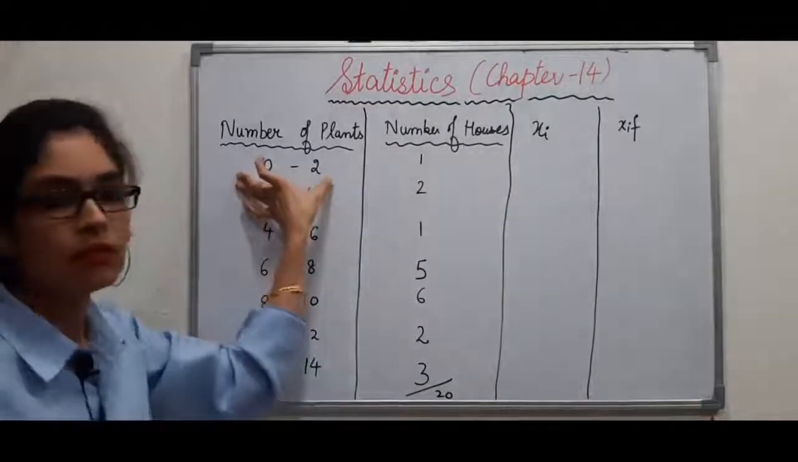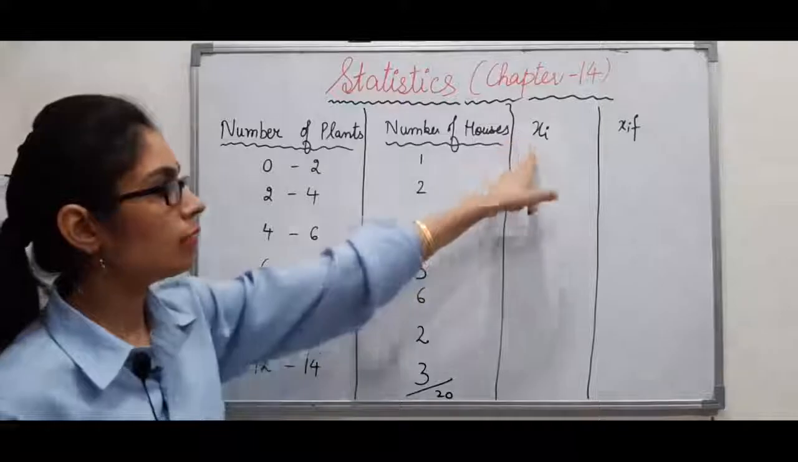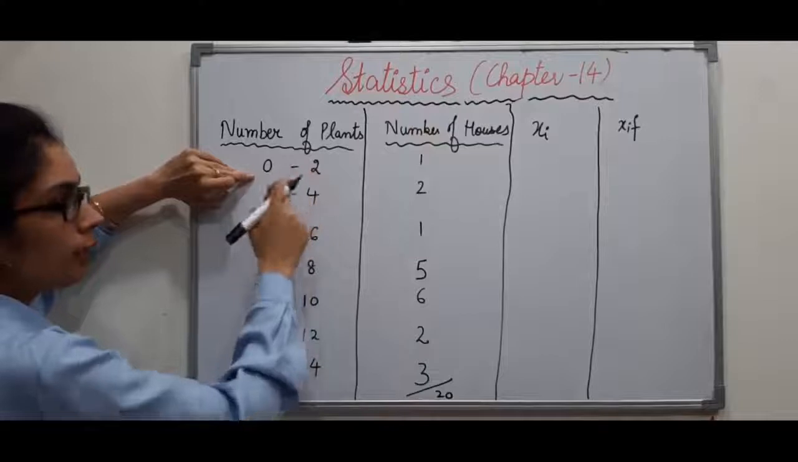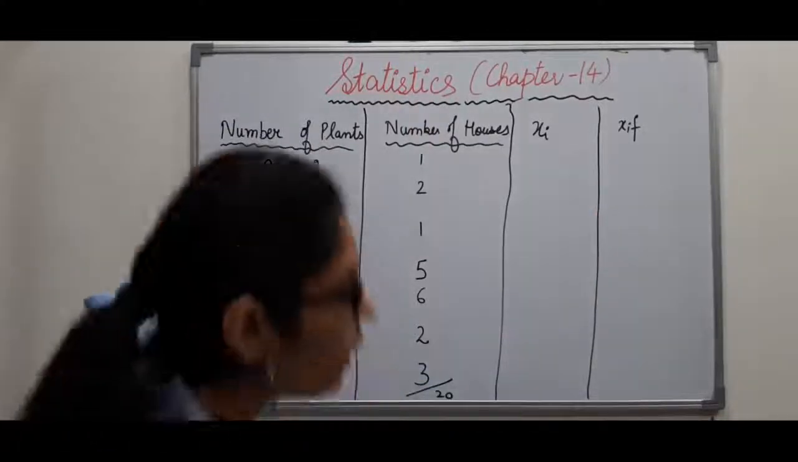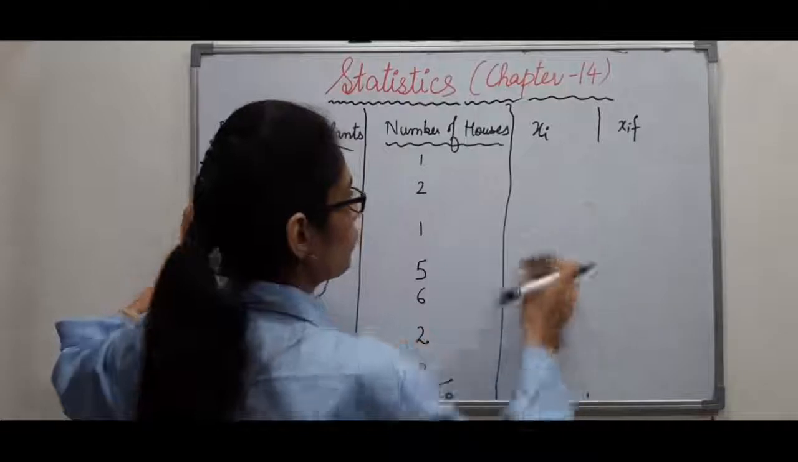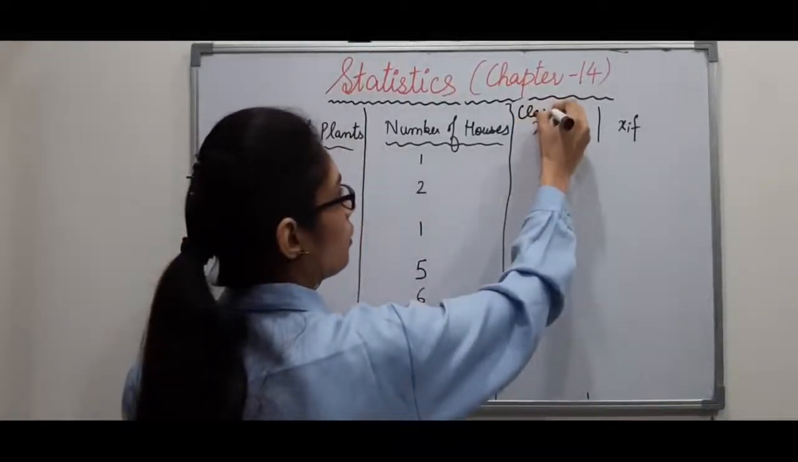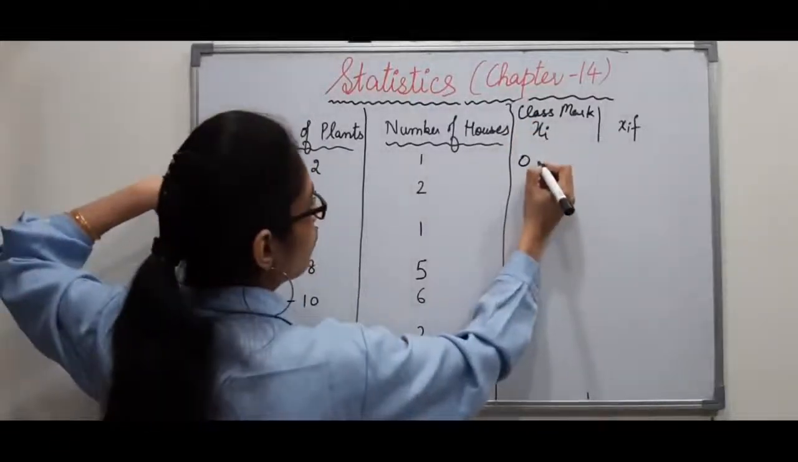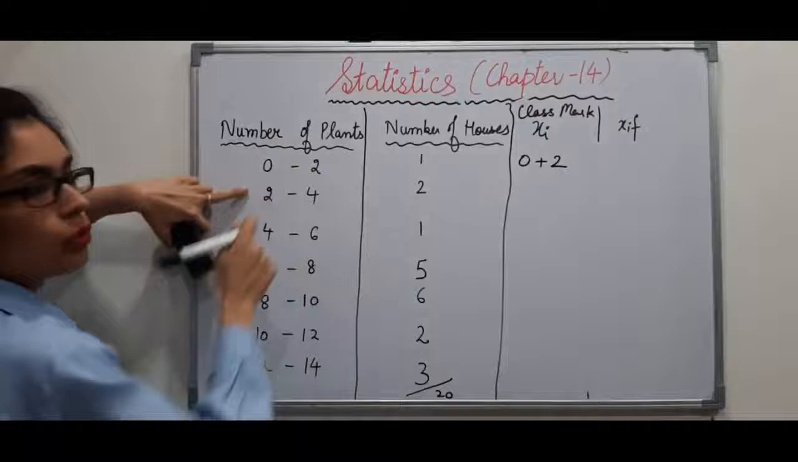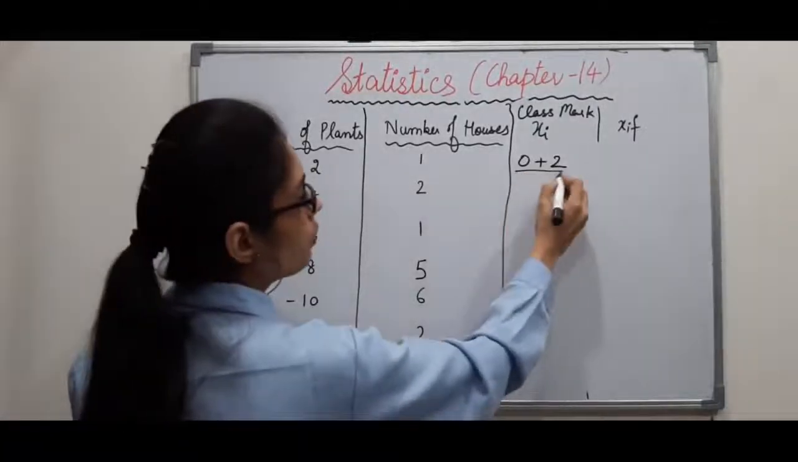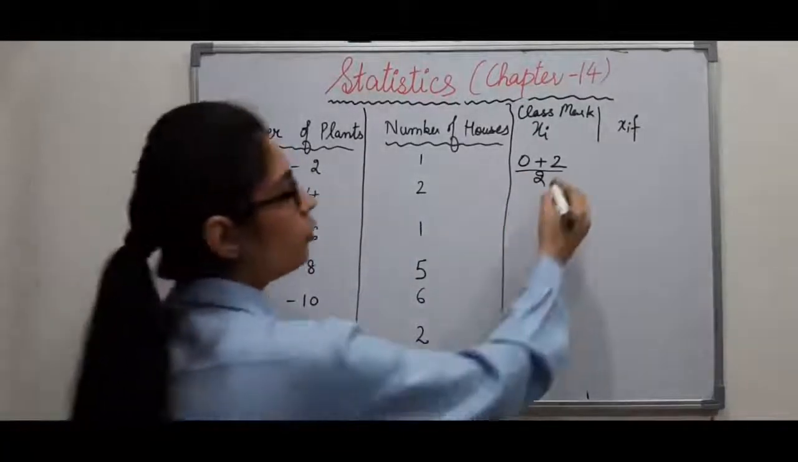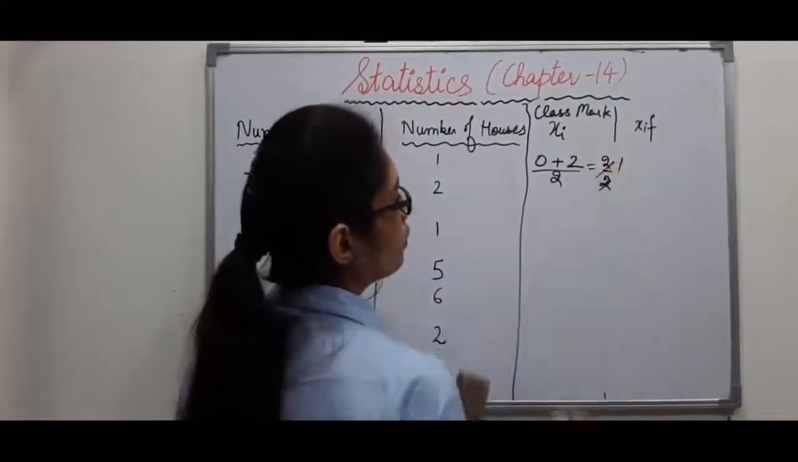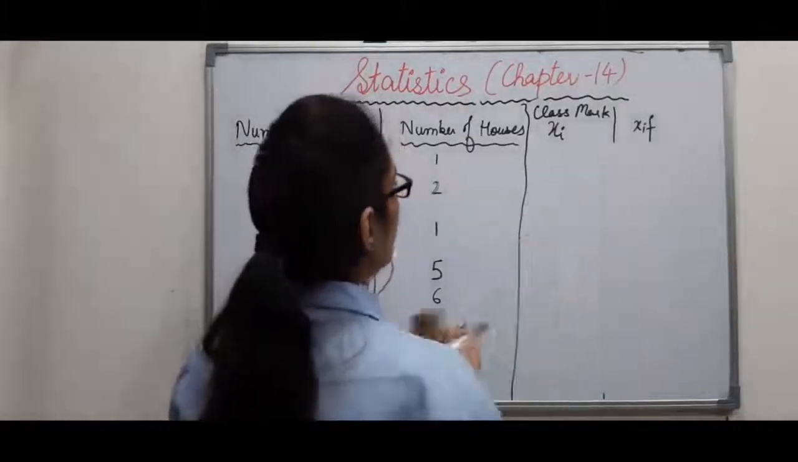See, this class interval is given. So how to find the class mark? Class mark we refer to by xi. We add these two, 0 plus 2, and divide by 2. So 0 plus 2 is 2, 2 by 2 is 1. So for the first I got 1.